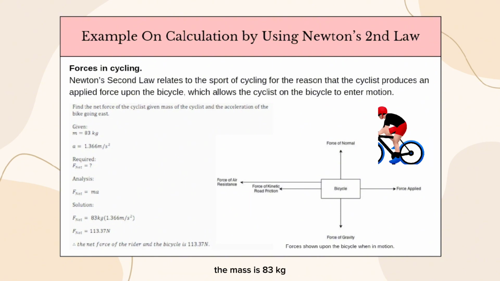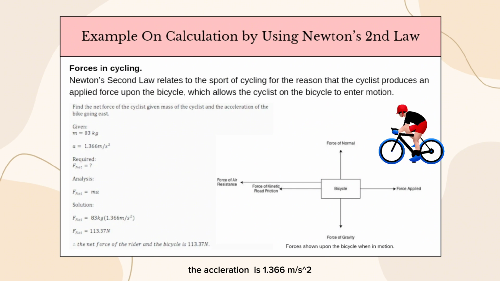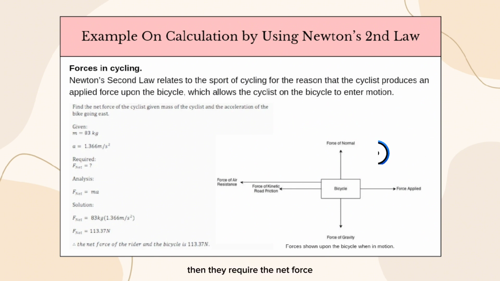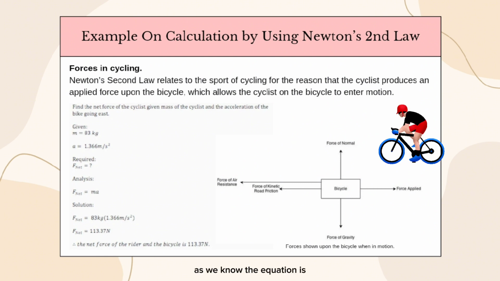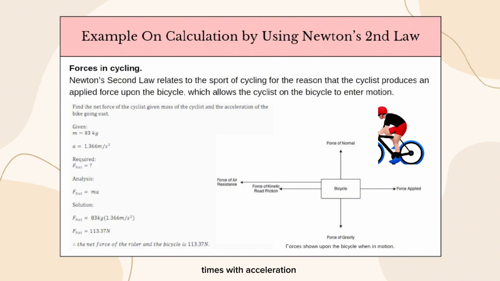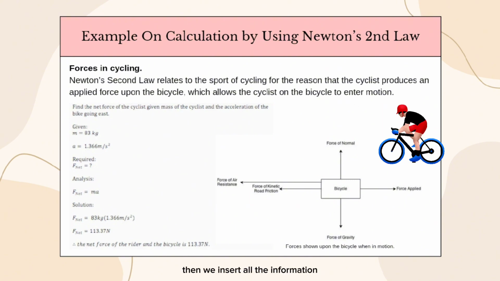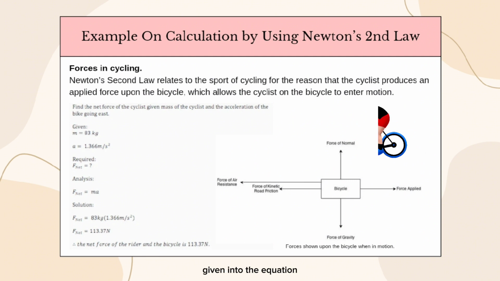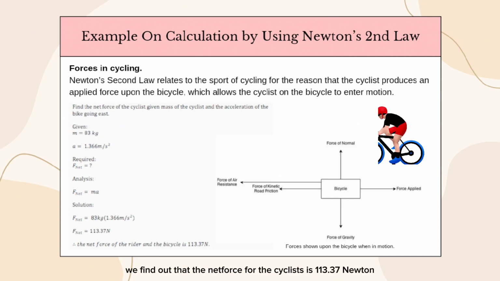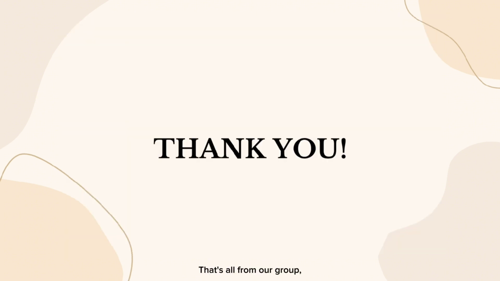They give the mass as 83 kg. The acceleration is 1.366 meters per second squared. Then, they require the net force of the cyclist. As we know, the equation is net force equal to mass times acceleration. Then, we insert all the information given into the equation. We find out that the net force for the cyclist is 113.37 Newtons.